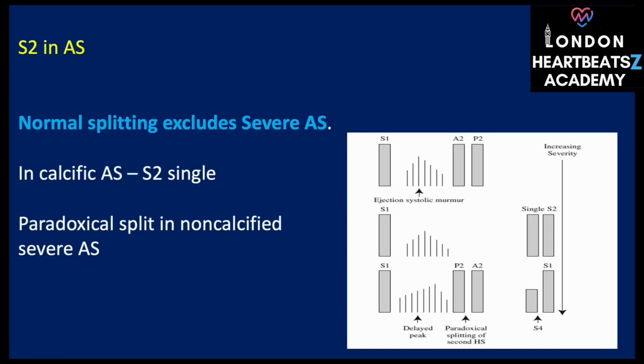The splitting of S2 can also tell us something. What are we listening for there? In mild to moderate aortic stenosis, the splitting of S2 is usually normal. But when the stenosis is severe, that splitting may be narrowed or even paradoxical, where the pulmonary valve closes before the aortic valve. This happens because that narrowed aortic valve increases the pressure in the left ventricle, delaying the closure of the aortic valve. It's amazing how all these little clues fit together.